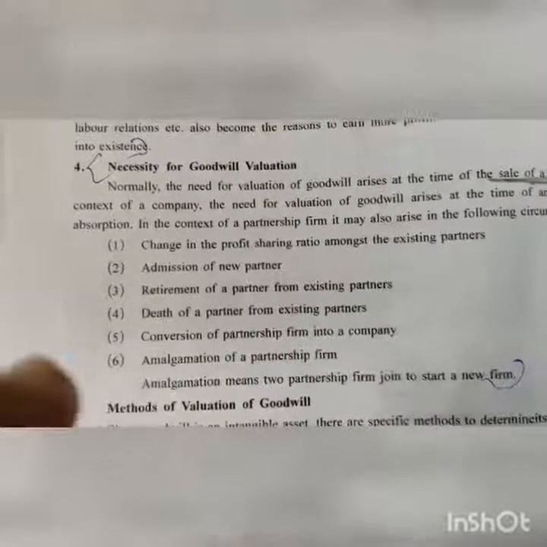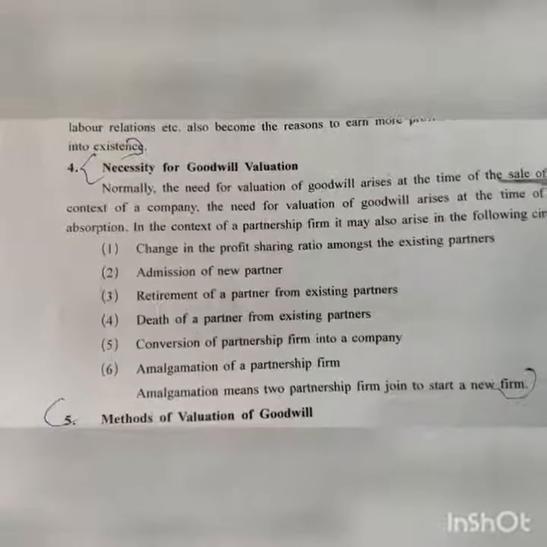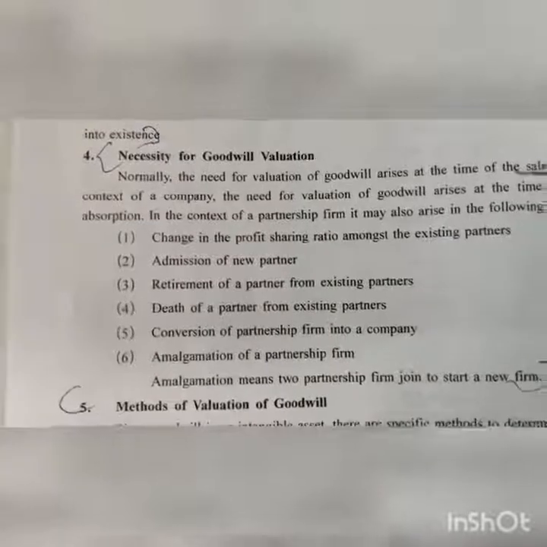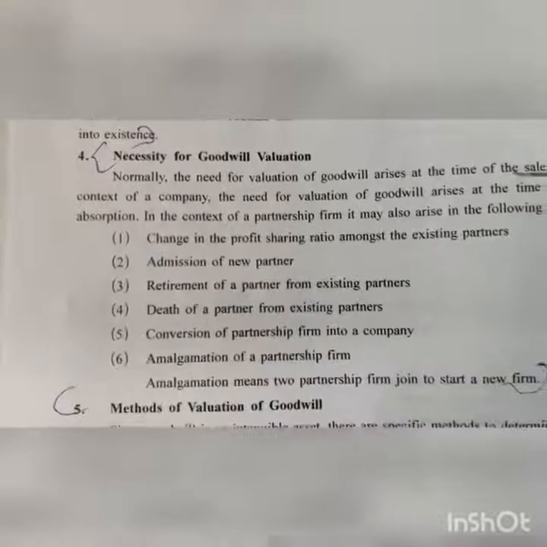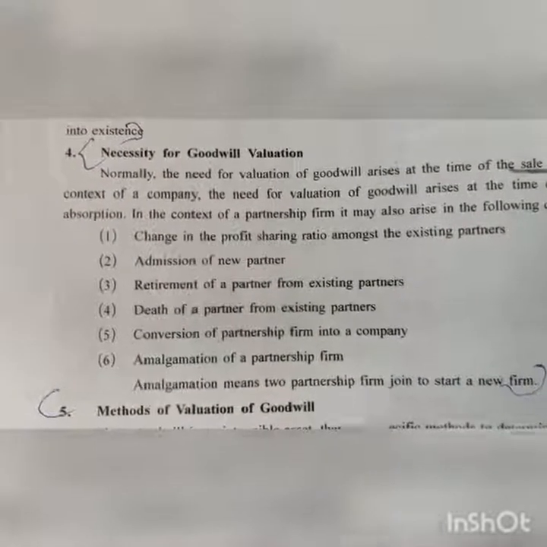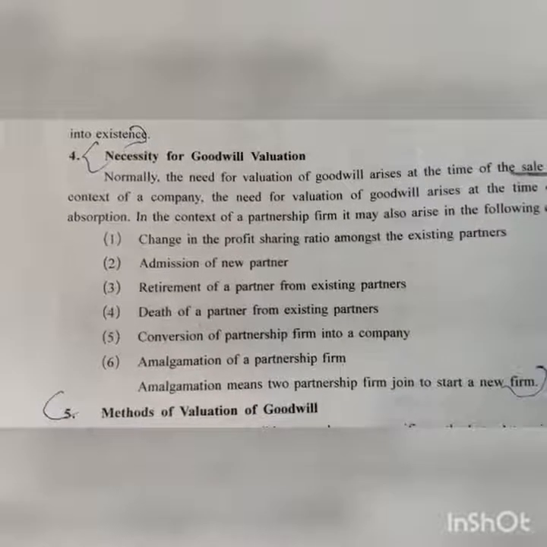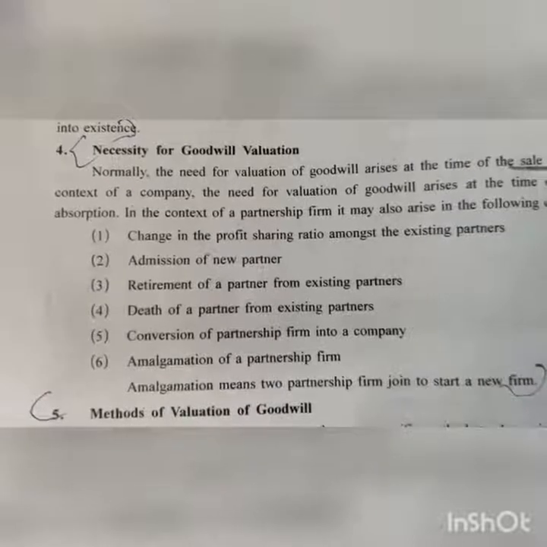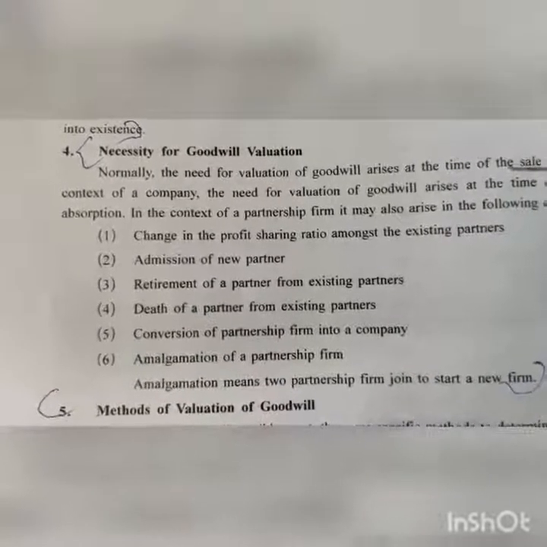So here, there are two partnership firms combining. For example, A and B are partners and they have a partnership firm. In the same way, the other partners, C and D, have some other business. Now all four partners are coming together and combining their businesses. In that case also, they have to find out the valuation of goodwill.